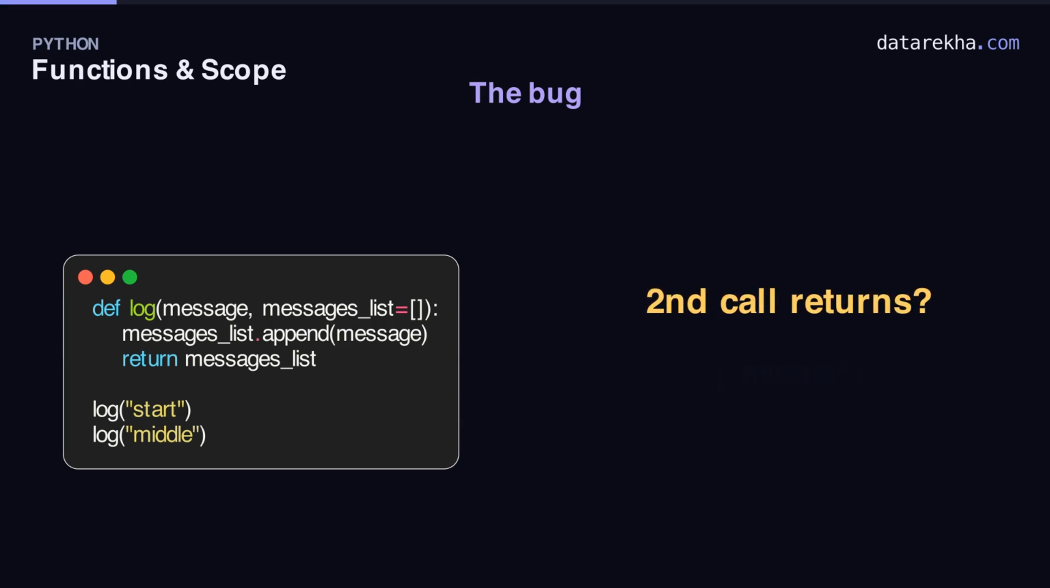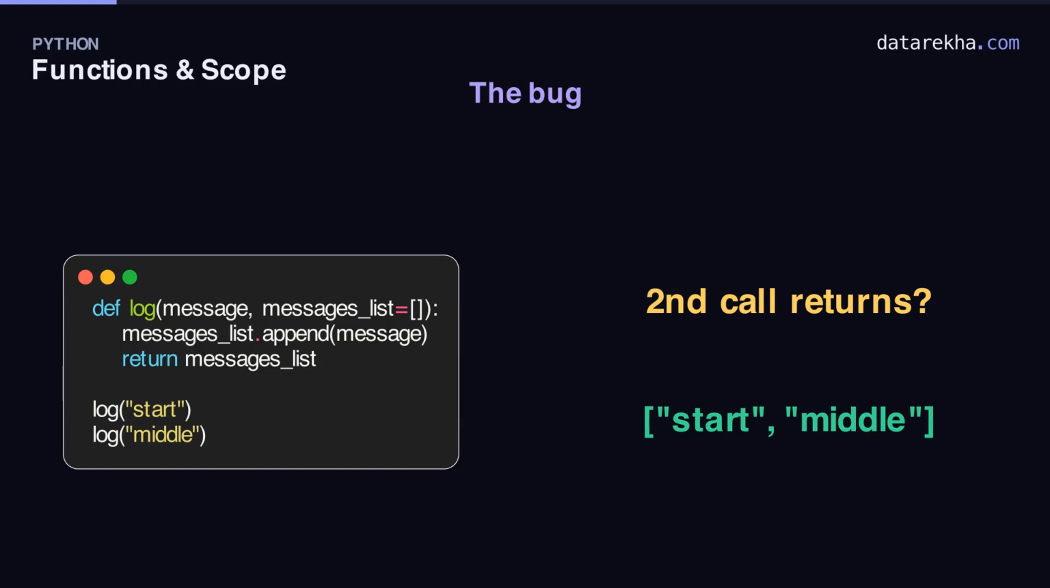Here is the puzzle. The second call passes only middle. We never handed it the first list again. So what comes back? Just middle, on its own? Or start and middle together? Astonishingly, you get start and middle, both of them. The list from the first call quietly survived into the second.